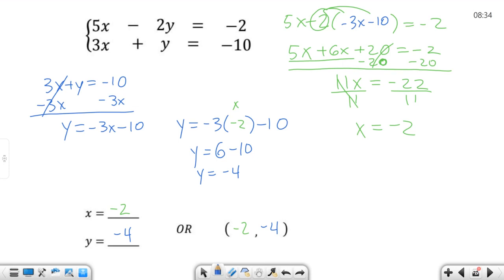So we have 5 times x, which is times negative 2. And then 2 times y, which is negative 4. So 5 times negative 2 is negative 10. And then we have negative 2 and negative 4 is plus 8. What is negative 10 plus 8? That's negative 2. And guess what? That checks out. All right? So since that checks out, we're good. Negative 2, negative 4 is my ordered pair, or x equals negative 2 and y equals negative 4.